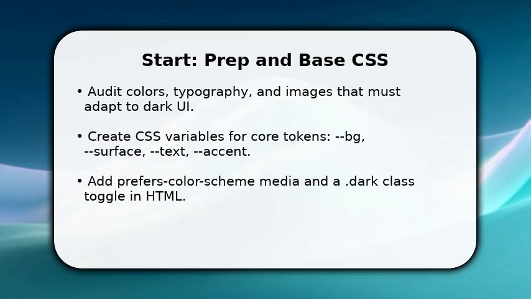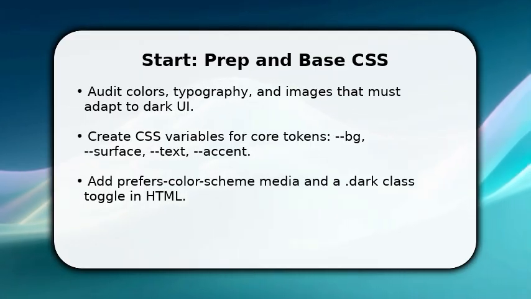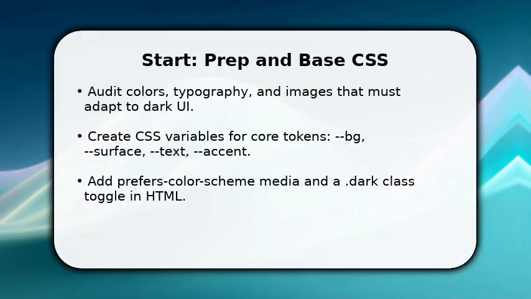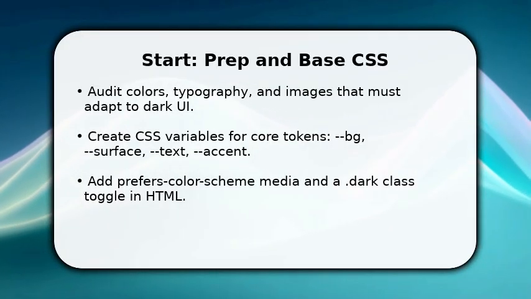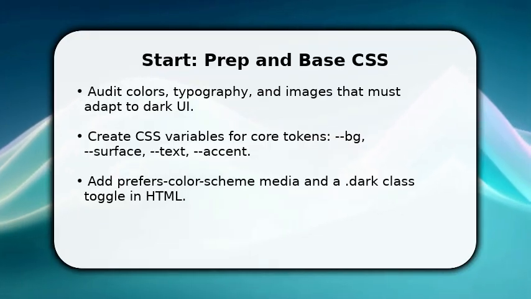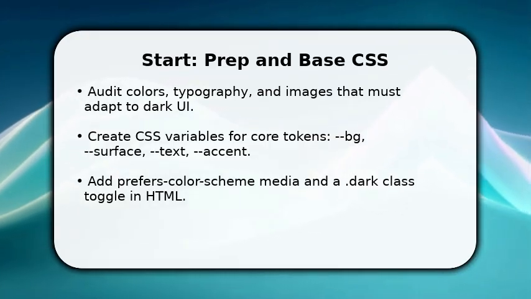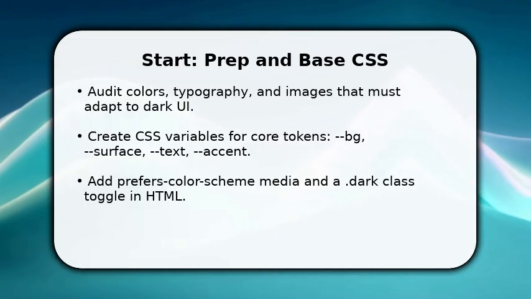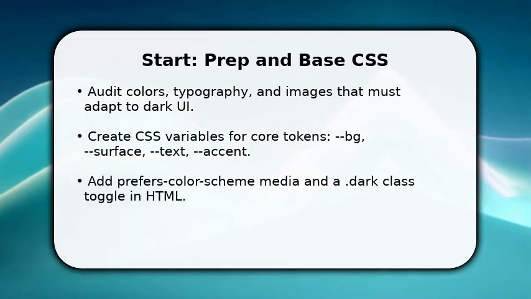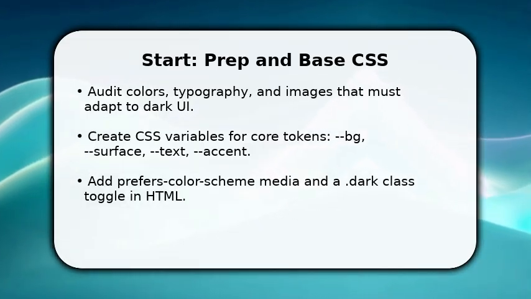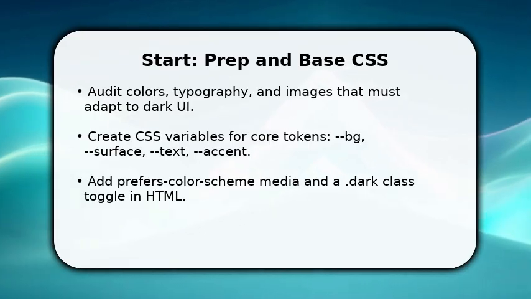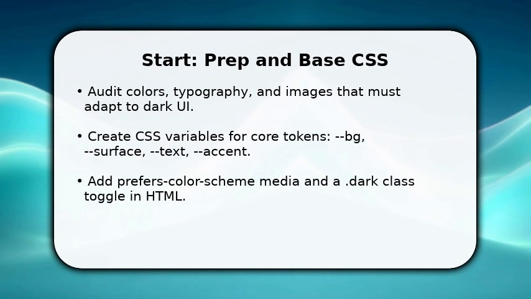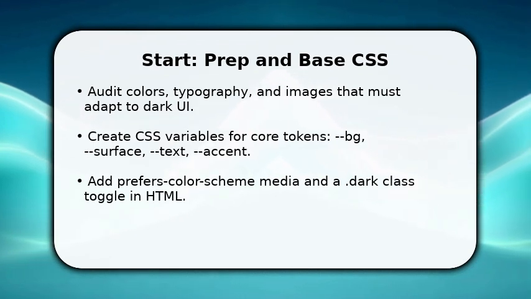You begin by defining a reliable foundation. CSS variables for background, surface, text, and accent so you can switch theme values easily. Once done, add a prefers-color-scheme media query for native OS preference and a dark class on HTML for manual override. Make sure to audit images and SVGs now. You'll need light and dark-friendly assets or CSS filters. This early setup prevents scattered color rules and makes later updates fast and predictable.